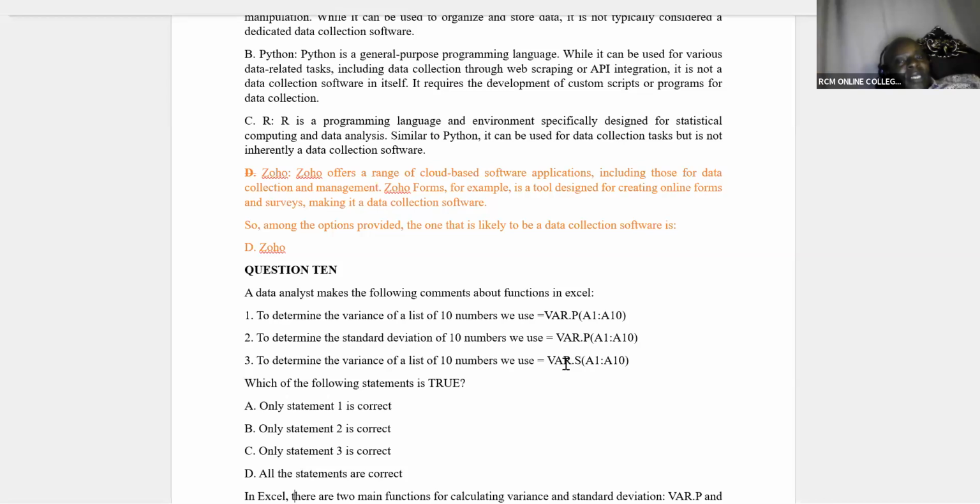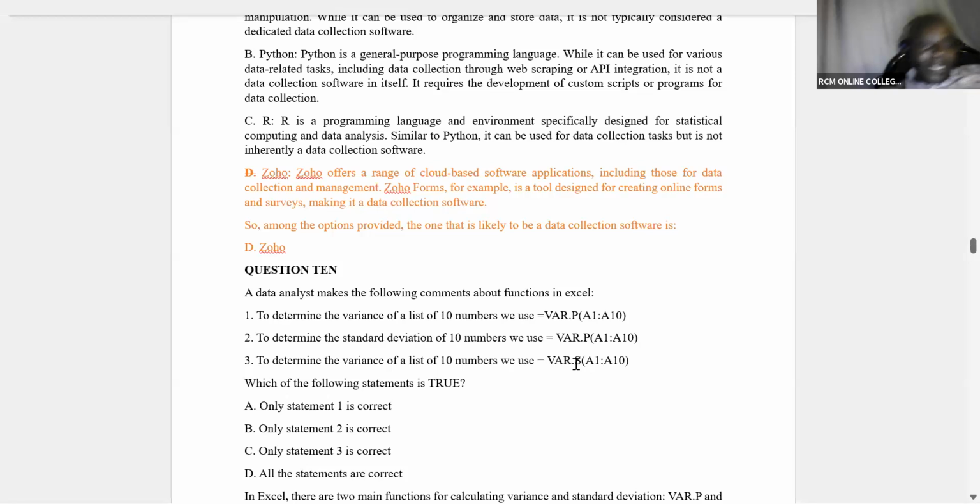Now please listen. 10 numbers. 10 numbers, number one, they are less than 30. So this is what we call a small sample. And if it's a small sample, then number one, I should be able to use var.s here, because it's a small sample.